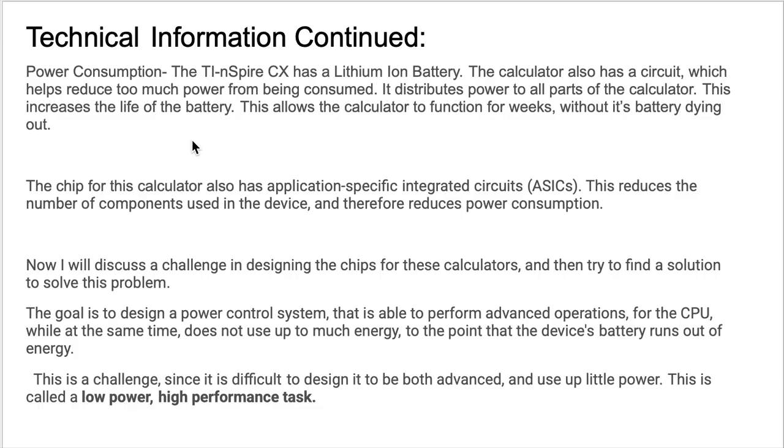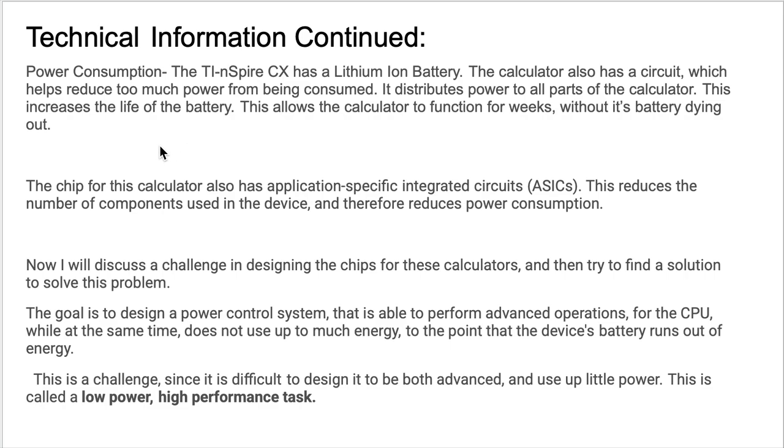This calculator is more of a fun feature, kind of. The calculator can function for weeks. It can function for a few days, maybe a week or two, and its battery doesn't die out, because the TI-nSpire CX is an advanced calculator that can handle complex tasks. So it is able to do these things, such as having very high battery life.